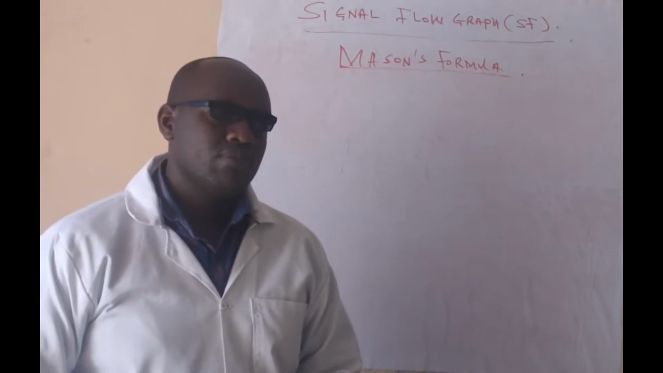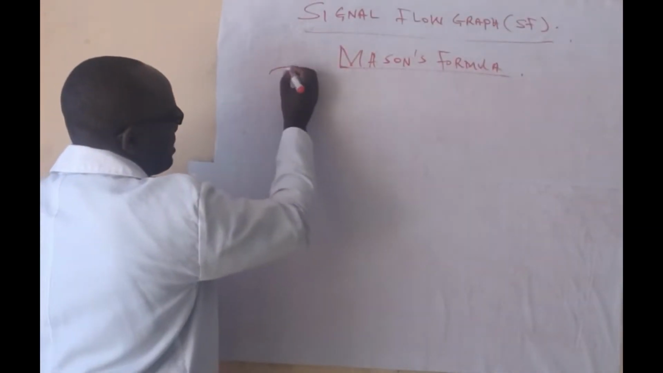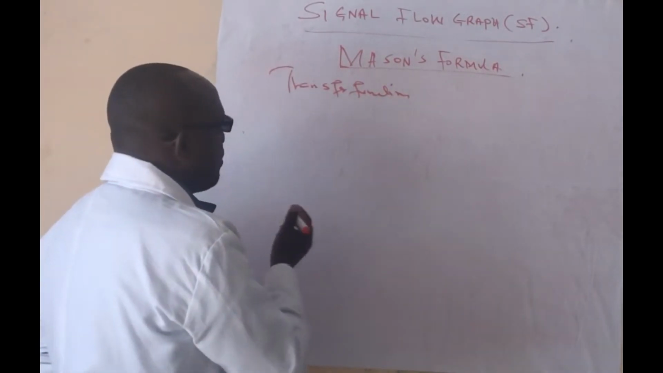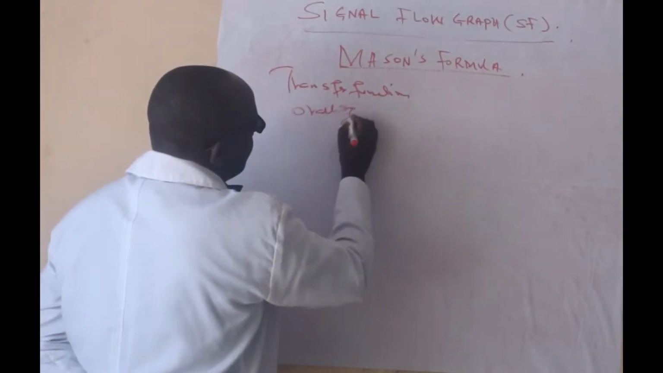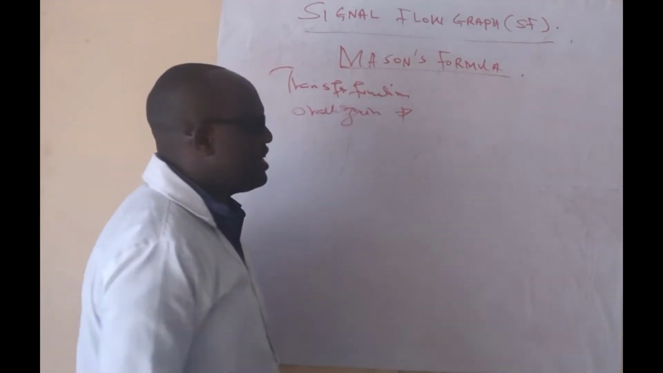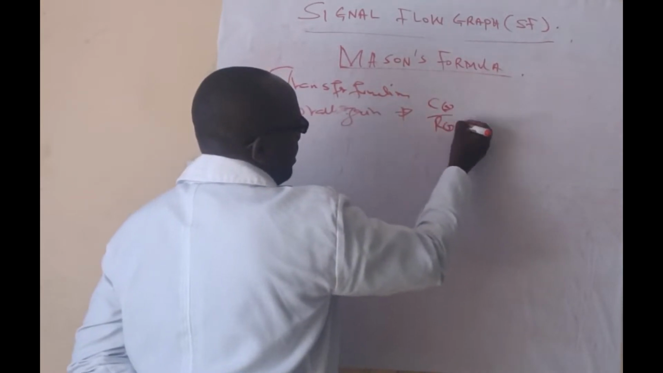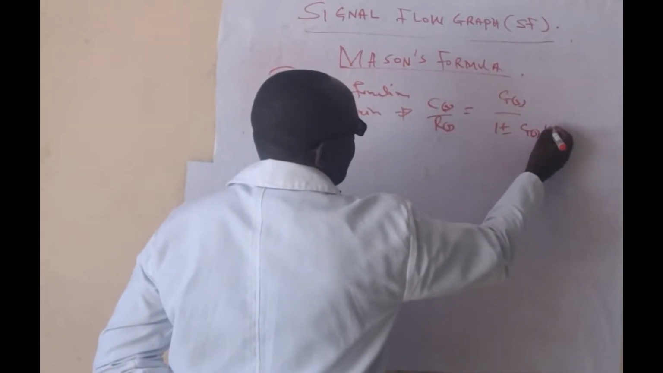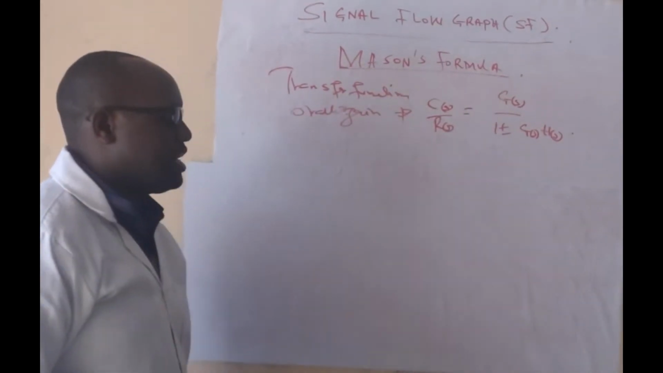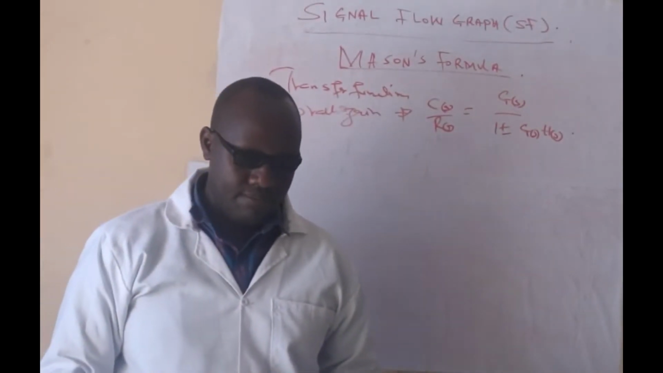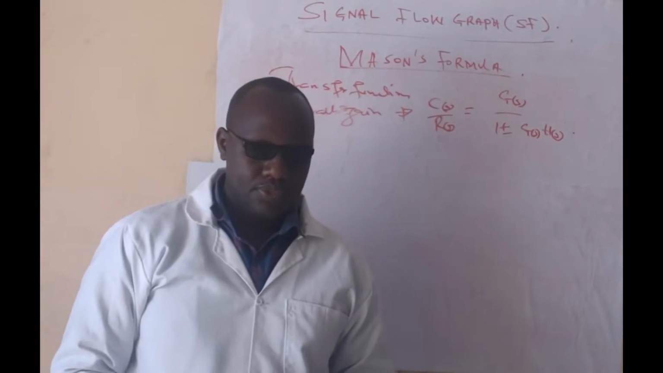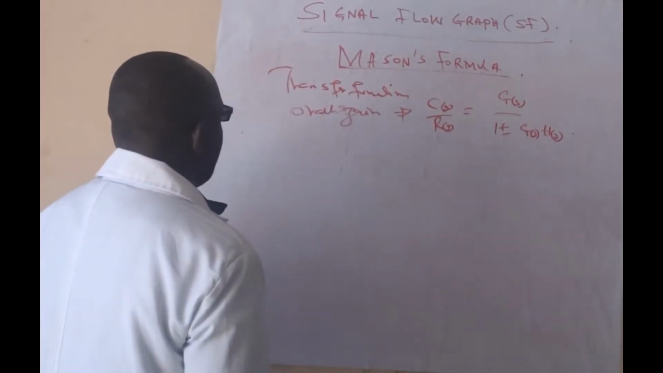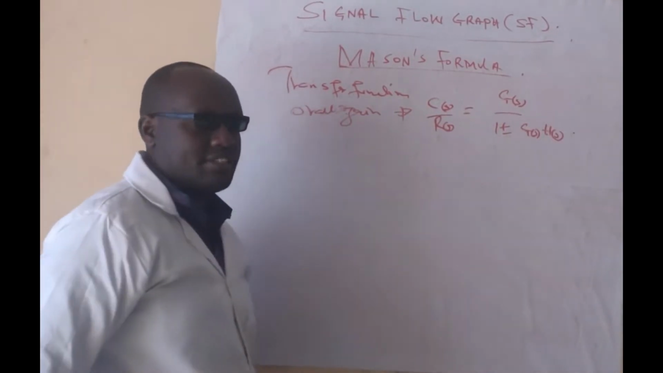From the definition of a control system transfer function, we know that the transfer function of any system, or we call it the overall gain, is usually given by this formula: C(s) over R(s) equals G(s) all over 1 plus or minus G(s)H(s). That is a formula that we derived in some other lessons. So the Mason formula which we are going to come up with, we are going to base it on that formula.